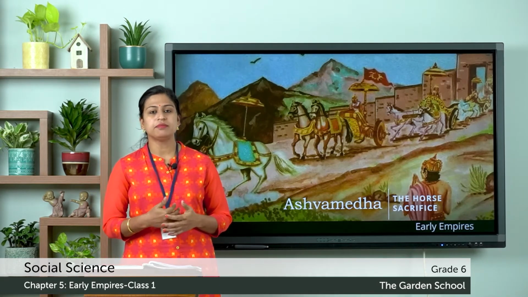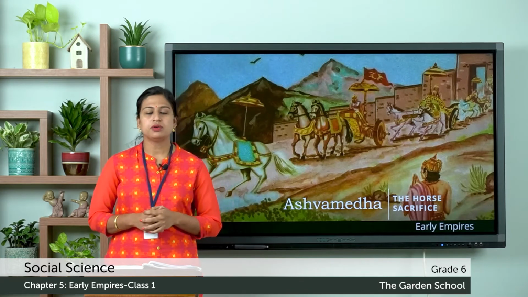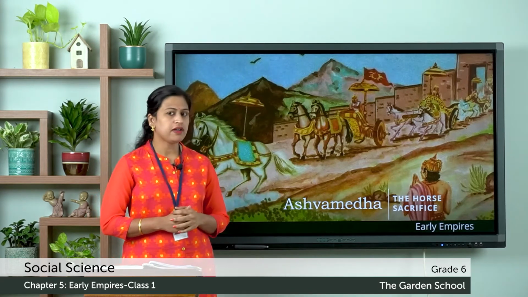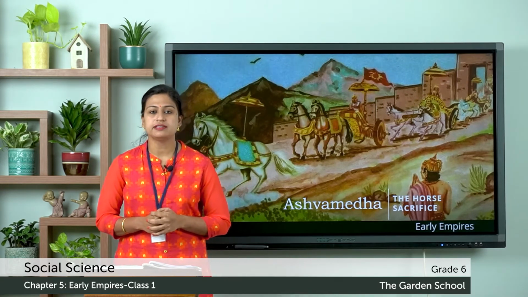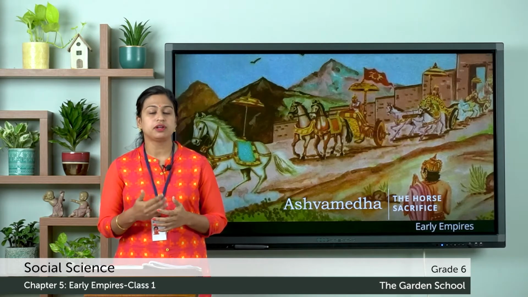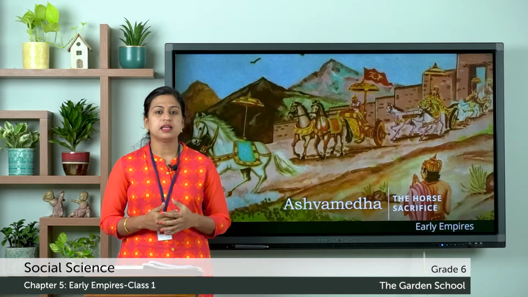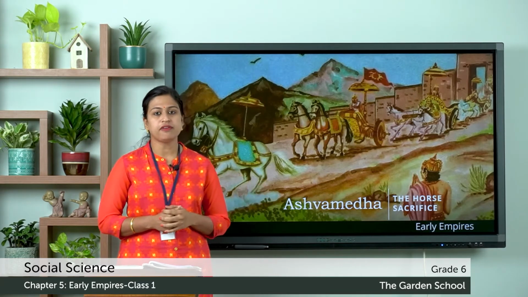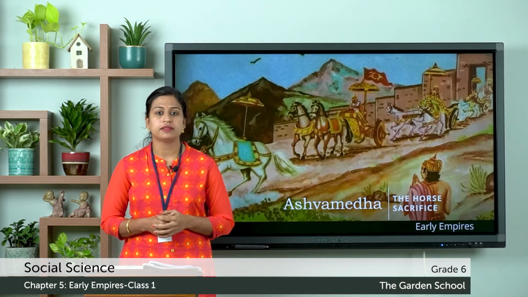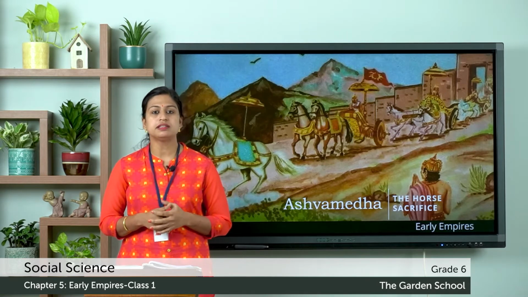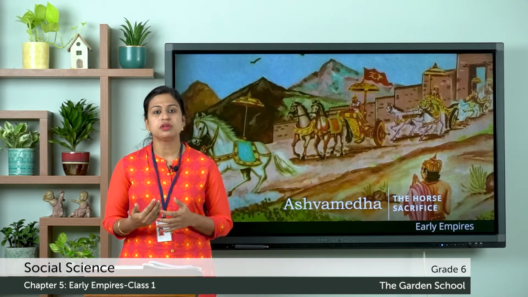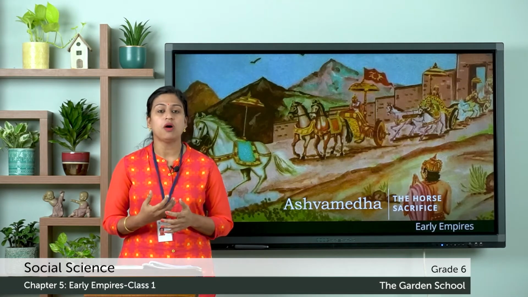So let's discuss this sacrifice. Here, the Ashvamedha sacrifice, or the horse sacrifice, was an important royal ritual mentioned in the Vedic texts. The kings performed these sacrifices to show their strength. A horse or a stallion was set loose to roam around for a period of 1 year. Here, stallion means an adult male horse which was used for breeding.